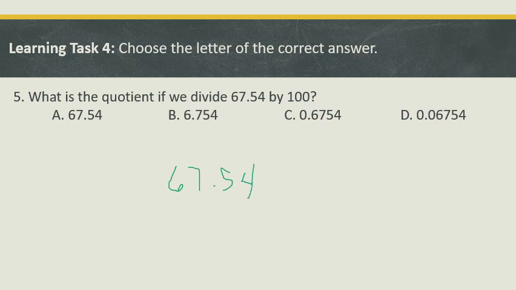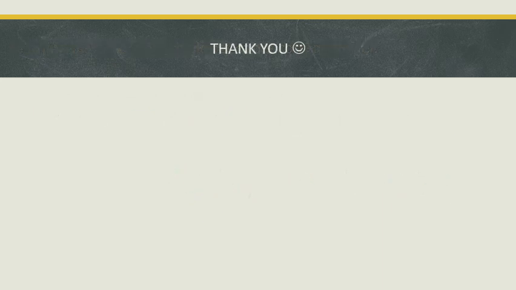And last, number 5, what is the quotient if we divide 67 and 5400 ten-thousandths sa 100? Ilang 0 ang 100? 1, 2. So, dalawa po. So, starting tayo sa decimal point, papuntang kaliwa ng dalawa. 1, 2. So, kaya ang magiging answer dito is 0.6754. Letter C.